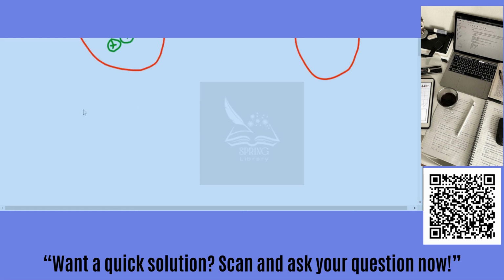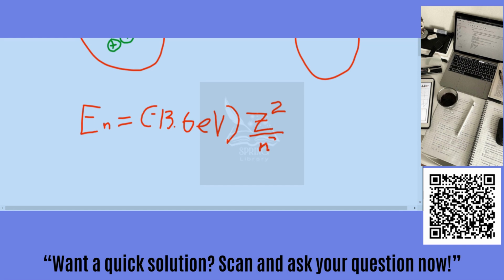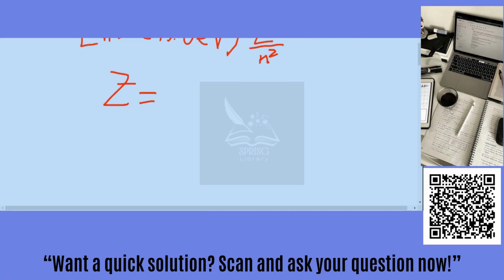That equation is E sub n, our energy level, equals negative 13.6 electron volts multiplied by Z squared divided by n squared. Z is the number of protons in an atom, and n equals the energy level.